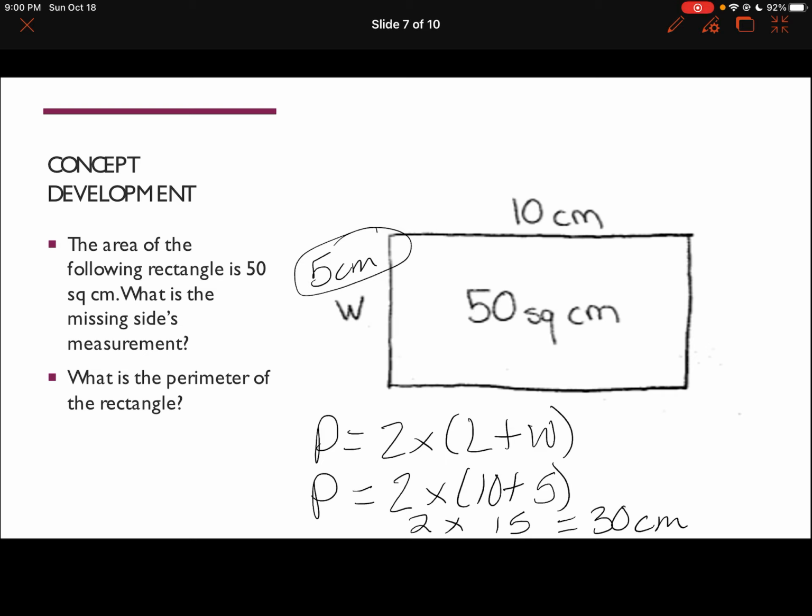Now, you may be asking, why wasn't my answer 5 square centimeters? That's because that's only when you look for the total area, not the parts that make up the area.